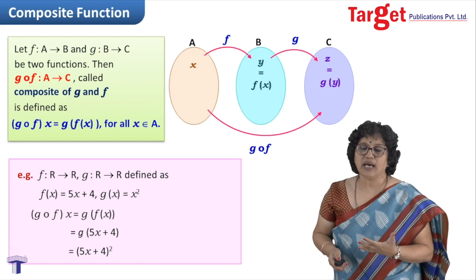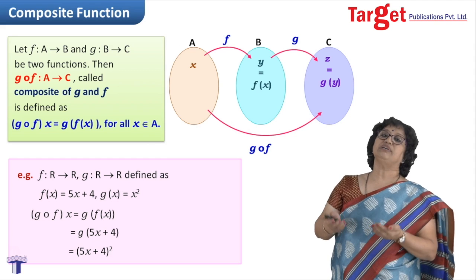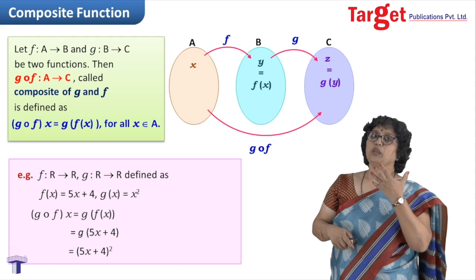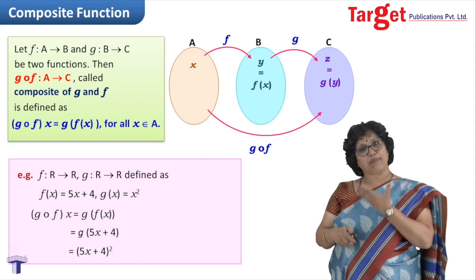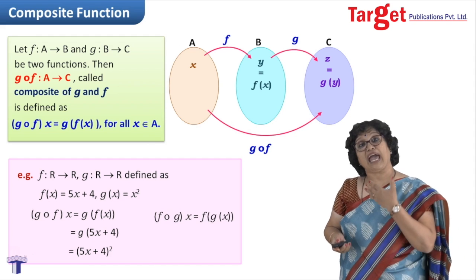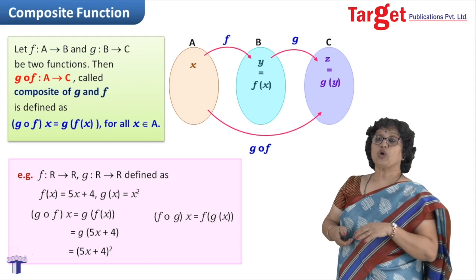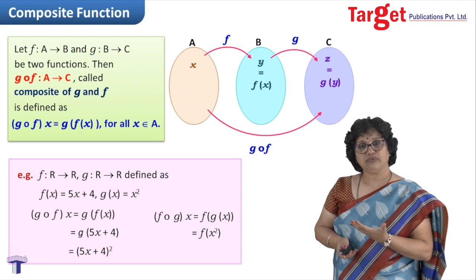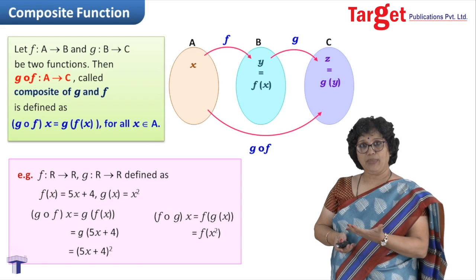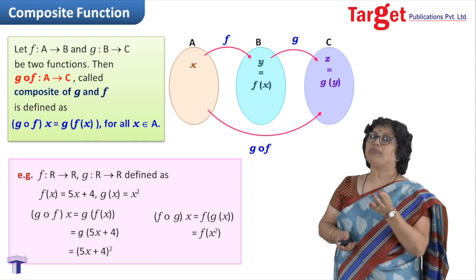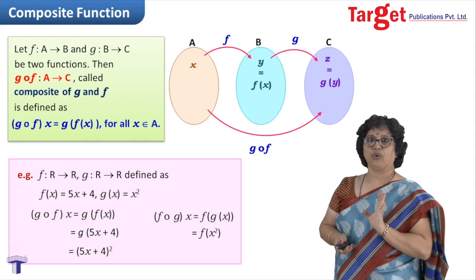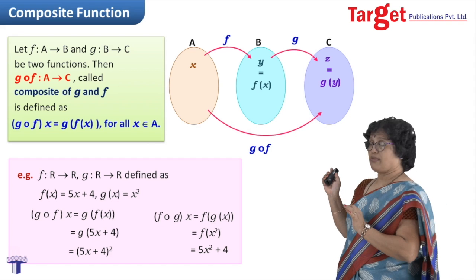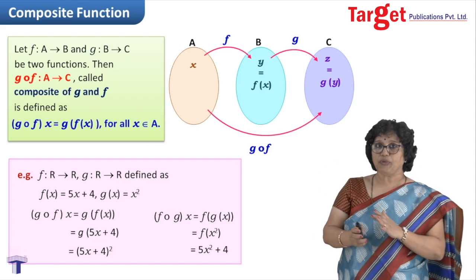Now since my example has domain and codomain as the set of all real numbers, at this moment I can tell you that just as we have gof, I can also have fog. What would be fog? fog applied on x would be f of g(x). So I will apply f on x square. What does f do? f does the job that it multiplies the number by 5 and adds 4. So I multiply x square by 5 and I add 4. I hope you followed what I said.